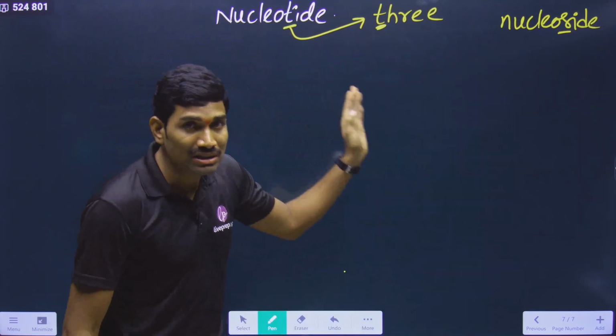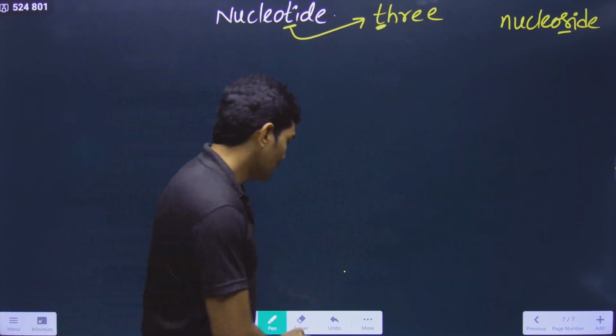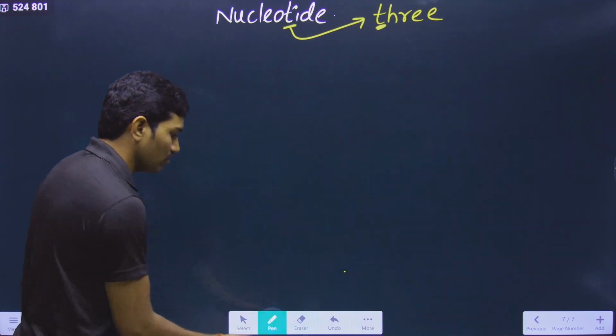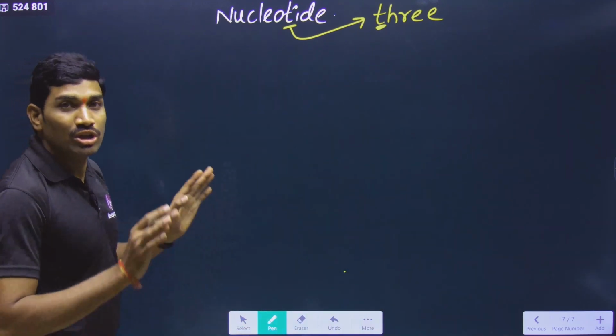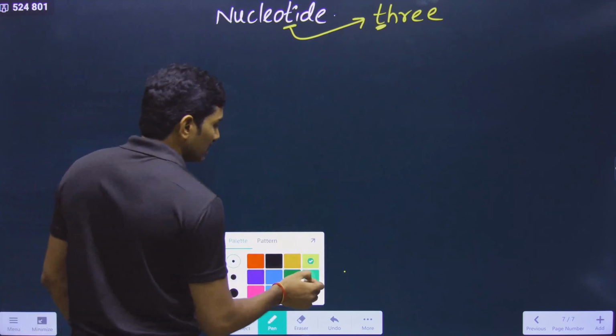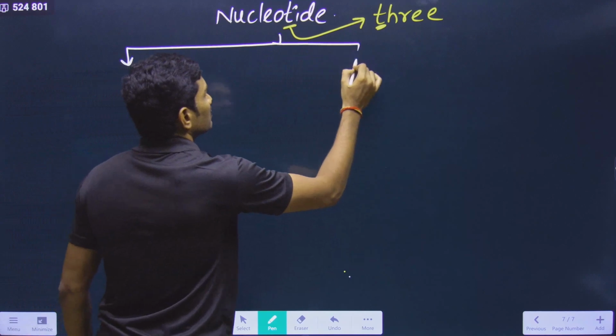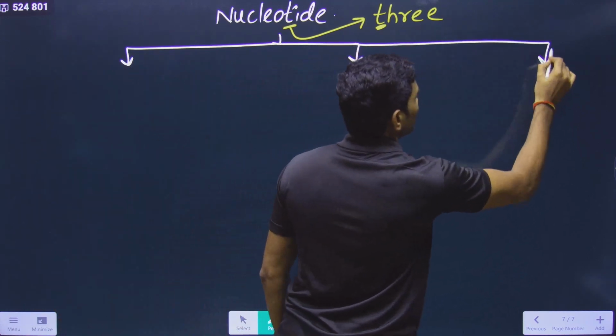It is the nucleotide. It is not nucleoside. So this nucleoside, maybe in the next lecture we will study. Okay, here now we don't want to study. So it is the nucleotide. And this nucleotide has how many components? Three components. First one, second one, and the third one.